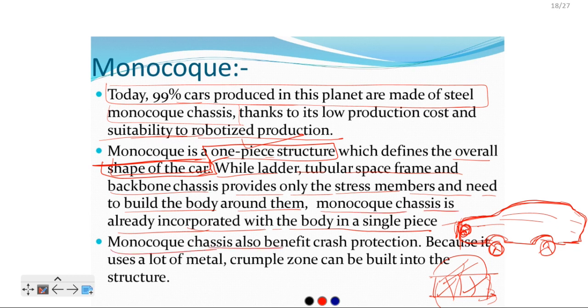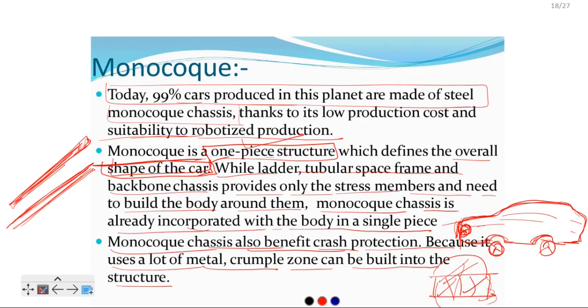ठीक है. Monocoque chassis also benefits crash protection because it uses a lot of metal. A crumple zone can be built into the structure. See, this frame is made by the combination of many sheets. देखो एक बहुत थिन शीट हमने लिया, फिर एक दूसरा भी थिन शीट हमने लिया. We consider the second sheet thin also. So the strength of this particular frame is increased.